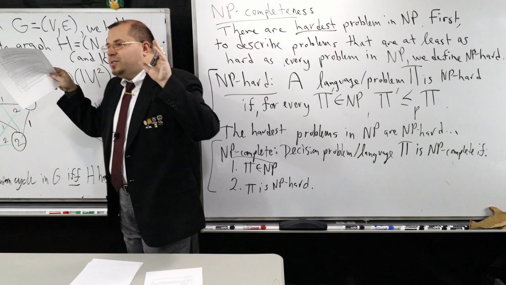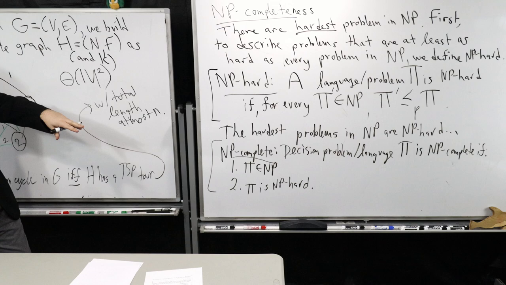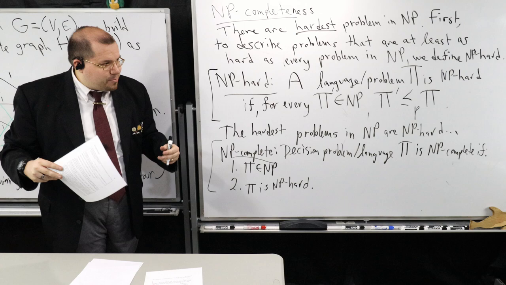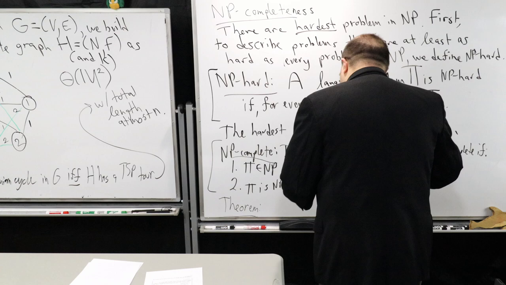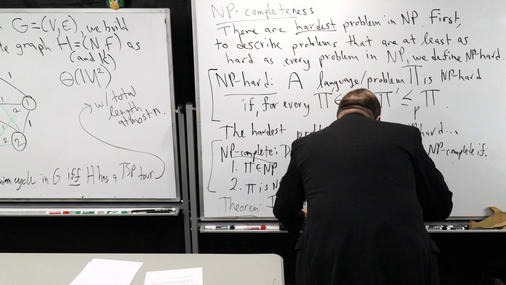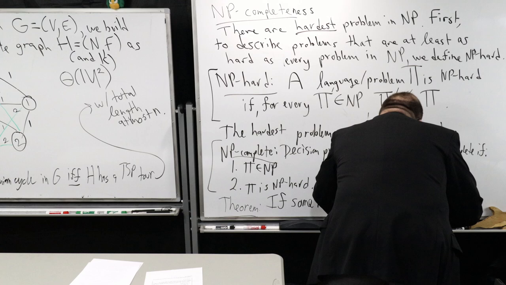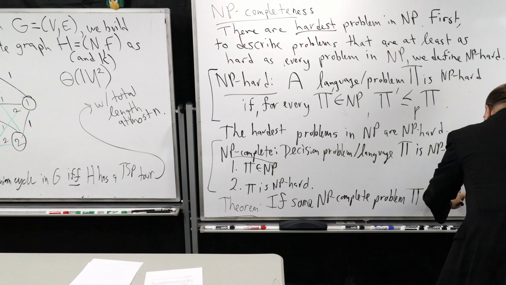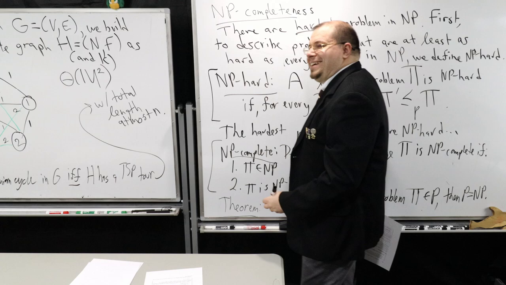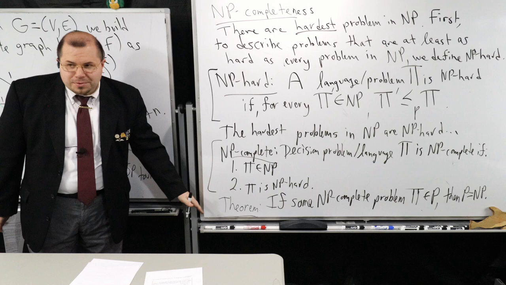Now, I need to blow your mind with one quick thing before we go. I'm going to present a very strange theorem to you that's going to make complete sense if you understand what we talked about today with a polynomial time reduction. Here's the theorem. I wrote the proof out in the notes if you really want to give it a careful read. If some NP-complete problem pi is in P, then P is equal to NP. Wild, right? I'll let you think about why this is true. I have the proof, it's going to be in the notes after class, so you can take a look at that if you're not convinced by this statement.